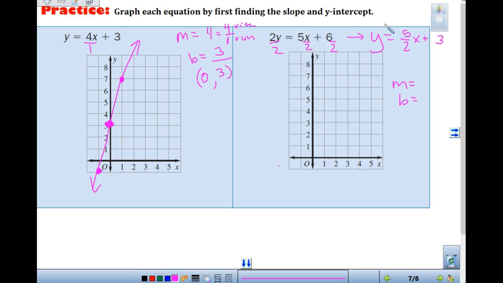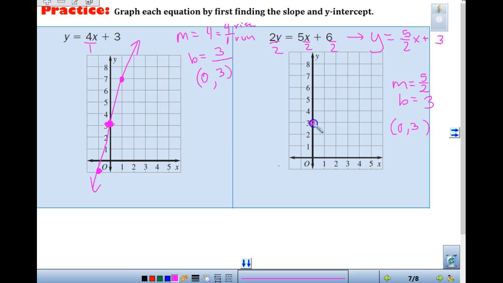You want to call a friend or no? Is someone going to help you? Or you got it. M is what, Ava? 5 over 2. Mx, right? 5 over 2. Next, Zach, what would I have b equaling? 3. Grace, I want my start point. It's where? 0, 3. Kayla, how do I get to 0, 3?